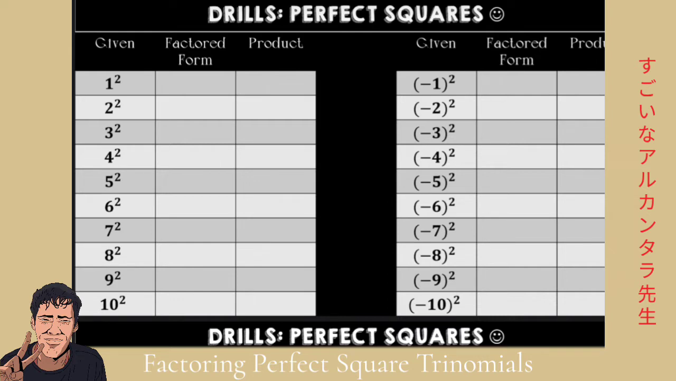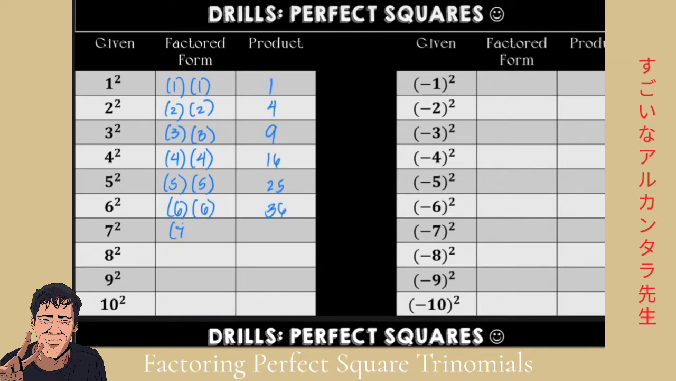For example, 1 squared, we can write that as 1 times 1, and the product here is 1. We can have 2 times 2 for 2 squared, that is equal to 4. Next, we have 3 squared, 3 times 3, that's equal to 9. We have 4 squared, that's 4 times 4, that is 16. We have 5 times 5, that is equal to 25. 6 squared, 6 times 6, we can have 36.